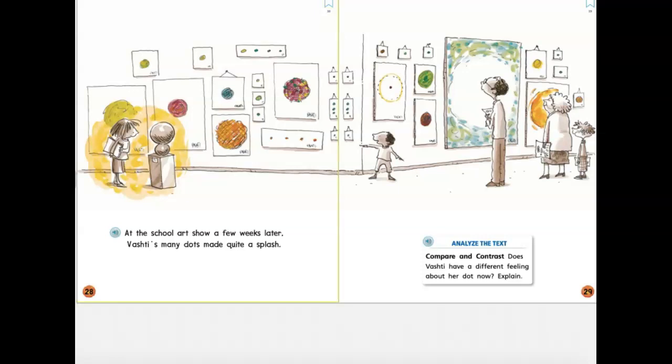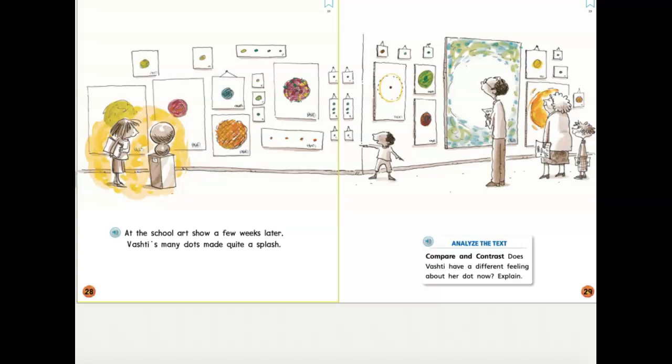At the school art show a few weeks later, Vashti's many dots made quite a splash. At first, Vashti was not proud of her work. She was very angry and thought that she just couldn't draw. Now, in the school art show, Vashti looks like she's very proud of her work.